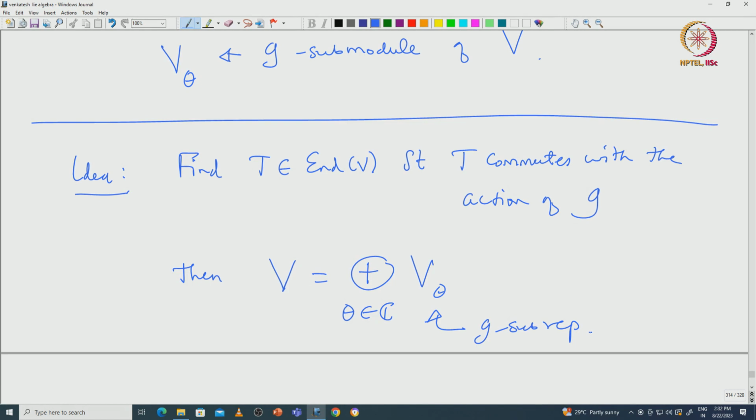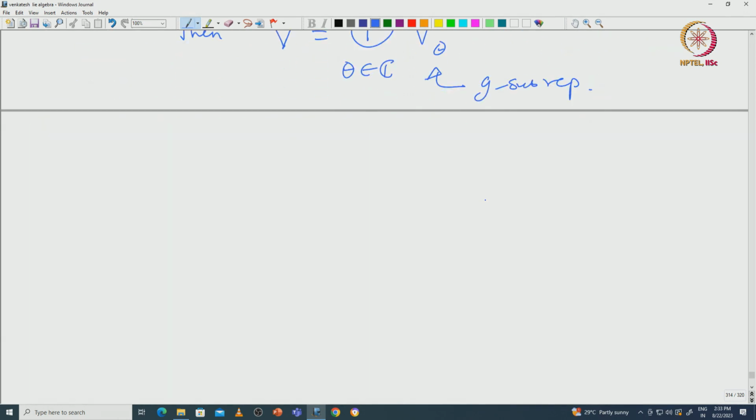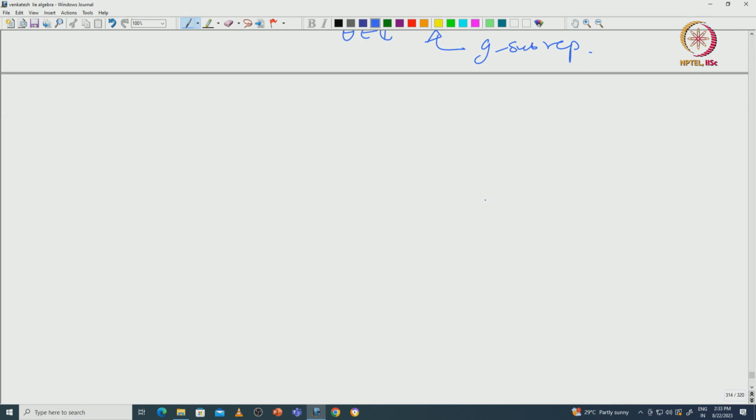This is the idea that we are going to use now in order to prove complete reducibility for SL2. For that, given this SL2 action on V, we need to find an element inside the endomorphisms of V that commutes with the action of SL2(C). If you think about it, one can guess this element just by computation.